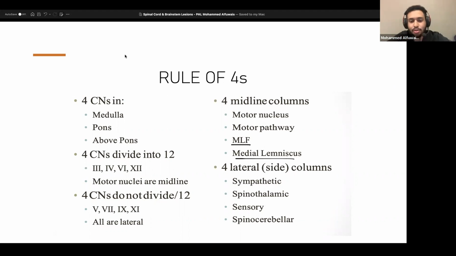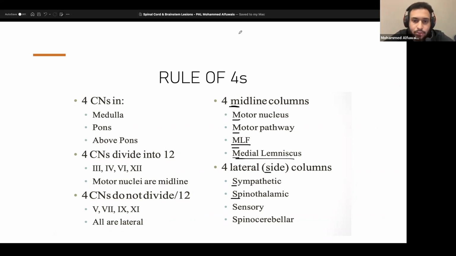Remember that. So just to make it simple, anything that starts with them, motor nuclei, motor pathway, MLF, and medial lemniscus will be in the midline. Okay. Just a simple thing. Now we go to the side ones, which is the lateral things. So laterally, you'll have the sympathetic, which is important because you might have Horner syndrome, ipsilaterally. Okay. You might have a spinothalamic.